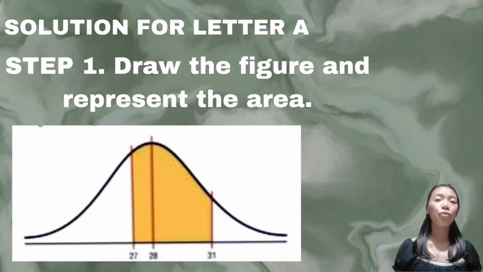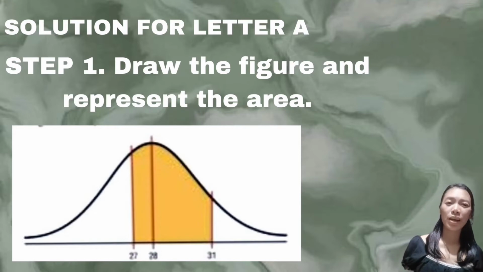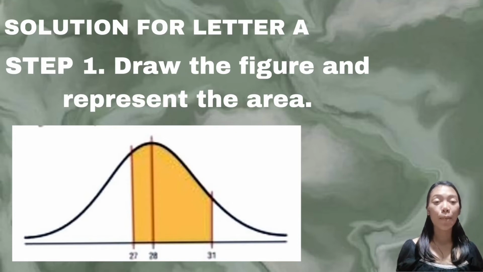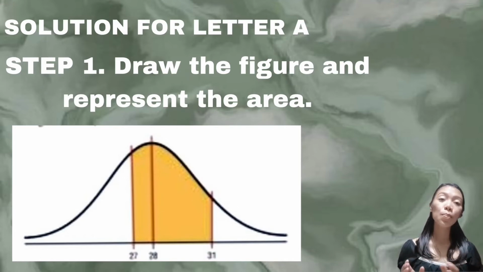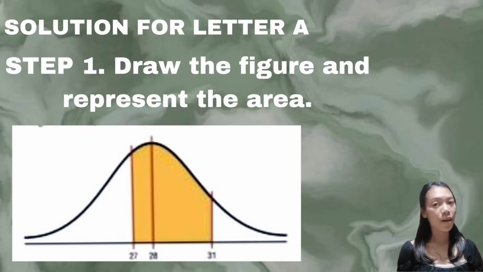Let us solve A first. Step 1. Draw the figure and represent the area. So, remember class, it is like example number 1, what we will do. We will sketch it to analyze what we will do. In A class, our mean is 28 pounds, and our standard deviation is 2. And we have two x values, x sub 1 which is 27 and x sub 2 which is 31.